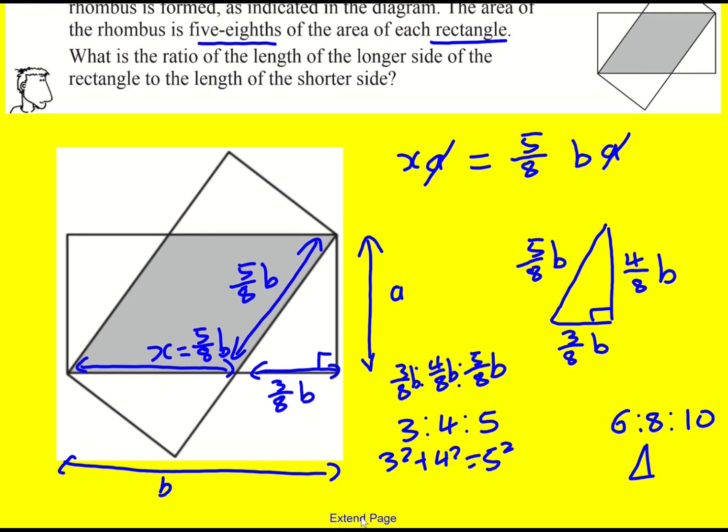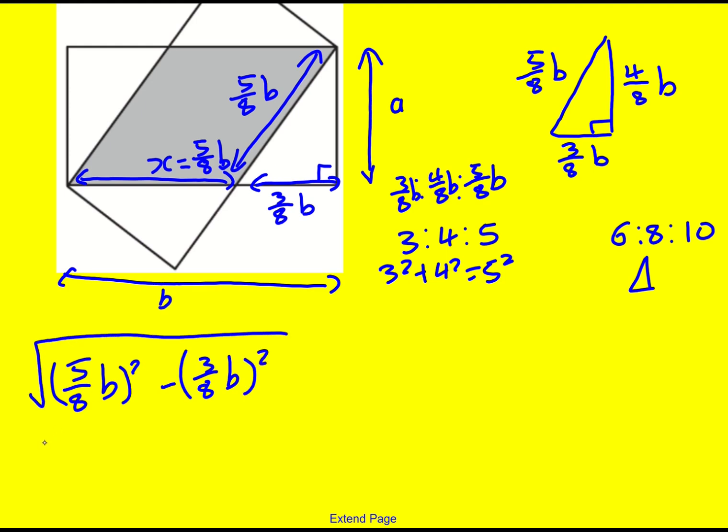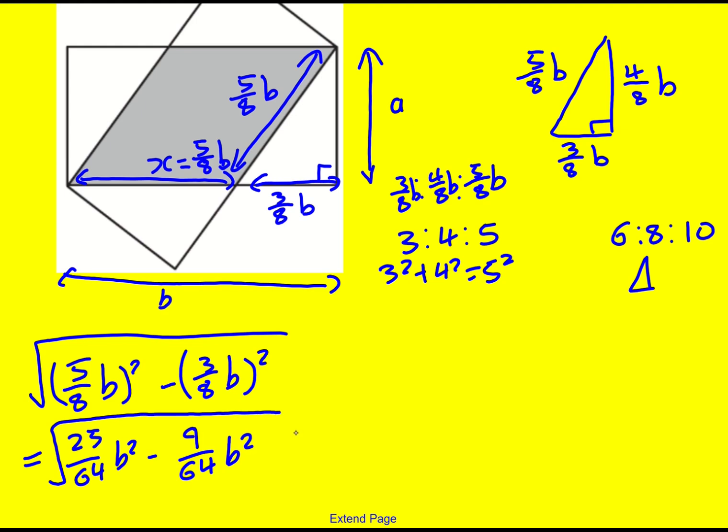The long way, it's absolutely fine if you don't spot that. The long way is going to be to apply Pythagoras' theorem. It's going to be 5/8 B all squared minus 3/8 B all squared. You can just see it's a little bit more complicated, but it's going to work out. This will give 25/64 B squared minus 9/64 B squared, all square rooted, which will give 16/64 B squared, square rooted.